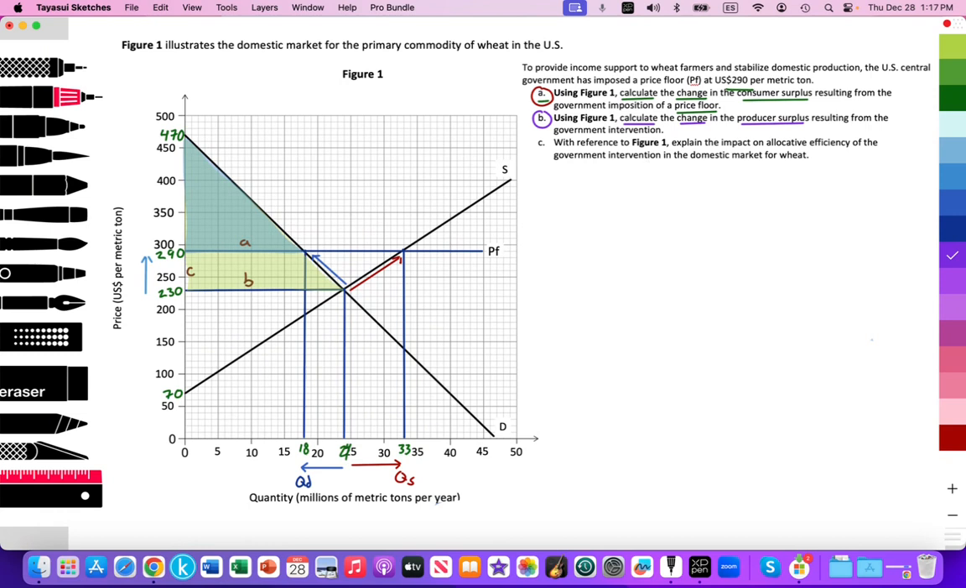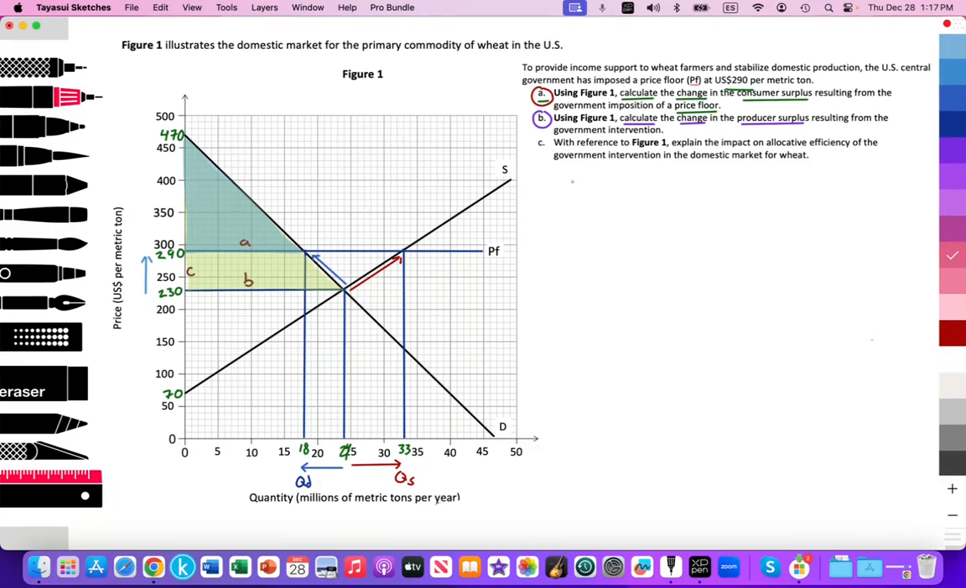So I want you to pause the video, and with this model that you see here, do your own calculations so that we can check your work with my workings. So please pause the video now and attempt question B. Pause the video now. All right, let's take a look and see how you did.